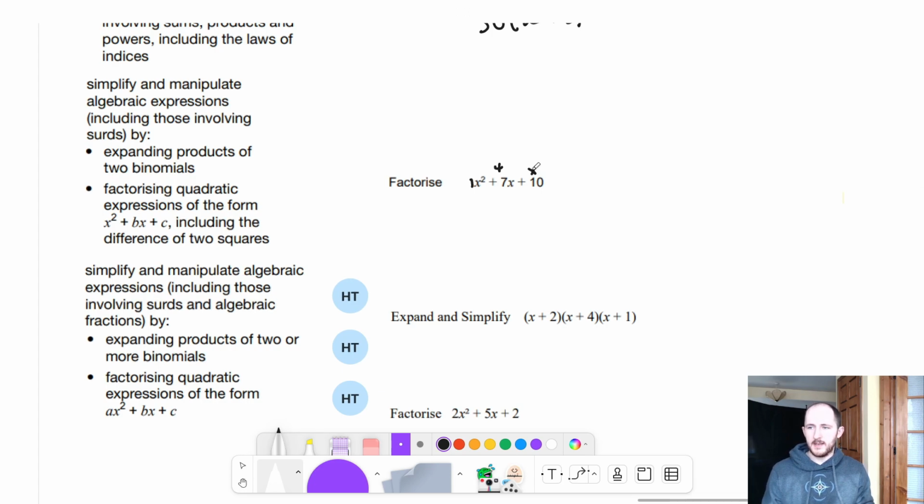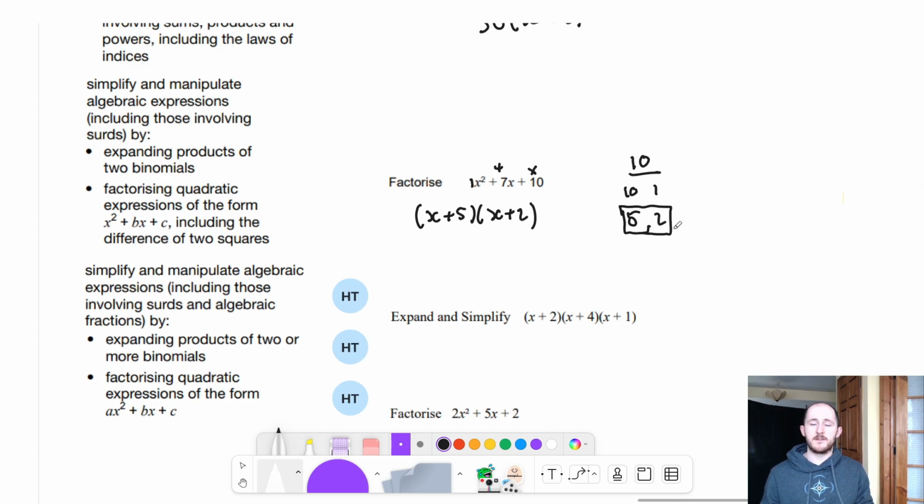So what I do here is I look at my factors of 10. Well, I have 10 and 1. Can they add or subtract to give me 7? Nope. Okay, what about 5 and 2? Can they add to give me 7? Yeah, so I'm going to use the numbers 5 and 2. Then all I do is put those in my brackets. x plus 5, x plus 2.